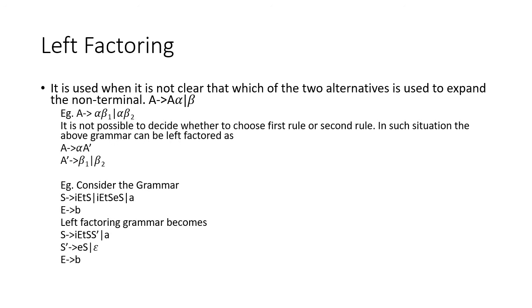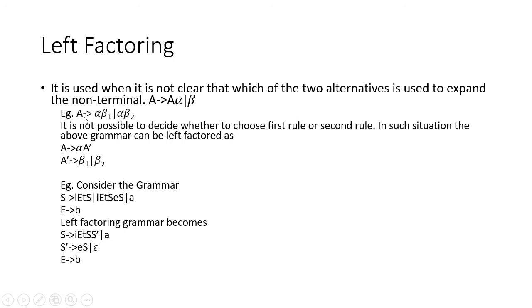Now another case of parsing is called left factoring. Left factoring is used when it is not clear which of two alternatives should be used to expand a non-terminal. What I mean to say is, if A derives alpha beta 1 and alpha beta 2, you see alpha is in both cases, and beta 1 and beta 2. Now I don't know which one I should choose. Should I choose alpha beta 1 or alpha beta 2? Because there are two productions of A.